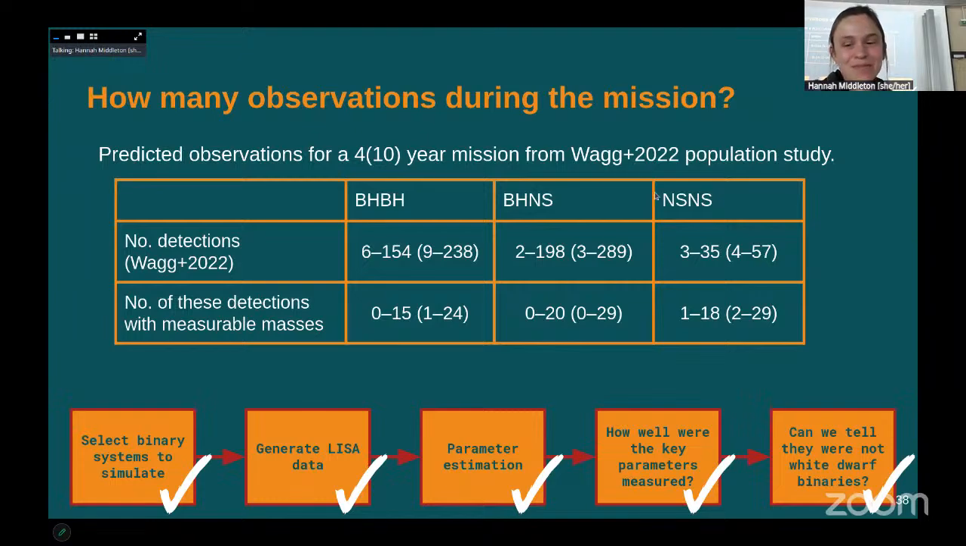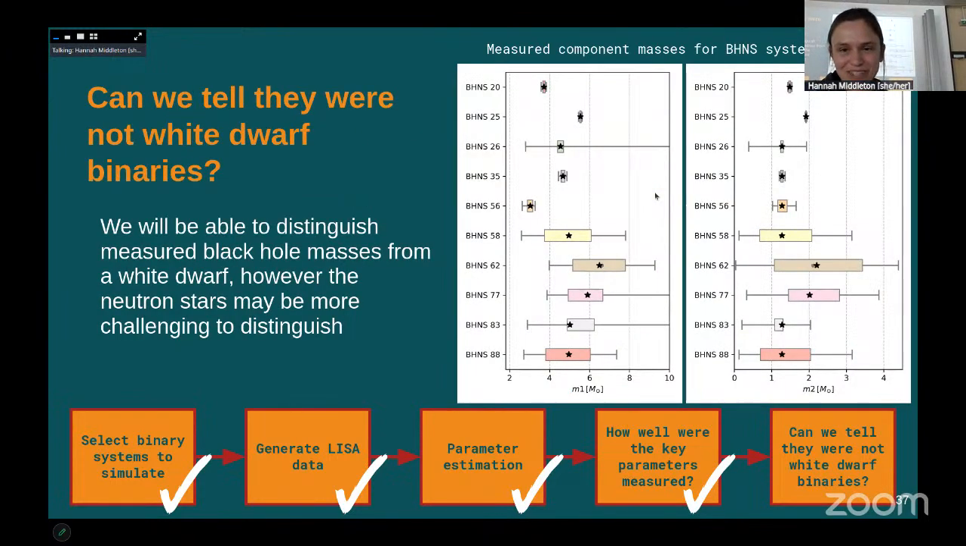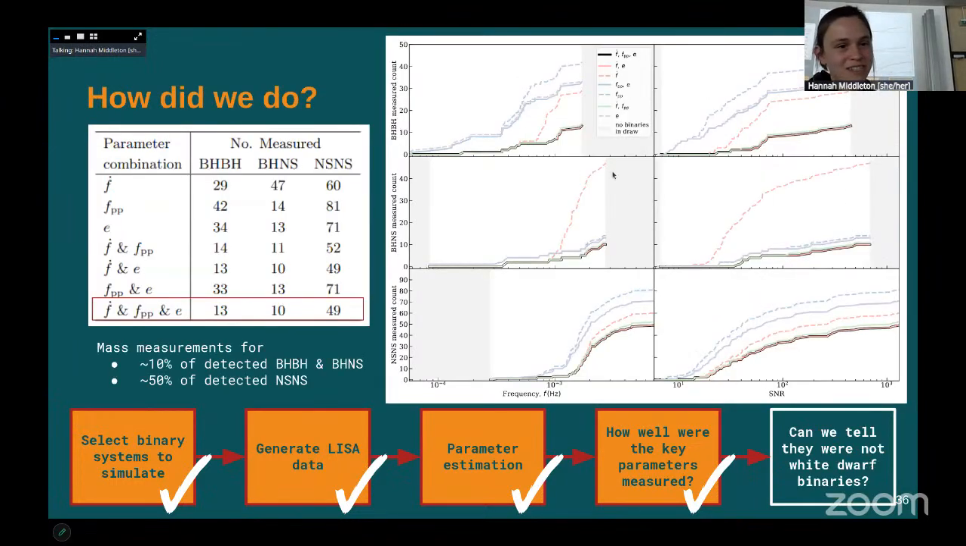Okay, so having picked up these systems, what we are quite interested in is how many concrete numbers you should expect from the LISA mission. It's one thing saying that you can measure approximately 10% of binary black holes, 10% of black hole neutron stars, and then 50% of the binary neutron star systems, but then it's 50% of what?